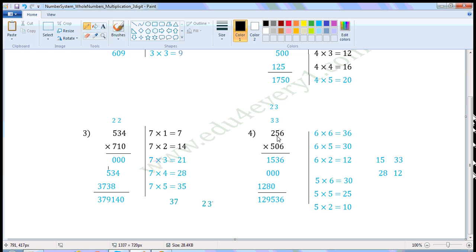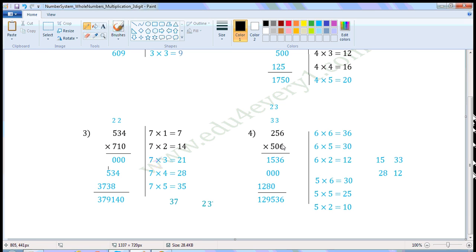Now we have to multiply 6 with 5. 6 into 5 is 30. Add the carry 3 to it. It becomes 33. So take this 3 and write it as a carry over the next digit. Take this 3 and write it before 6.